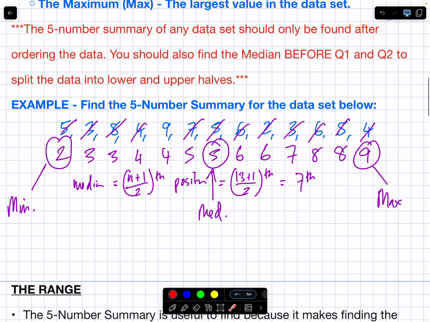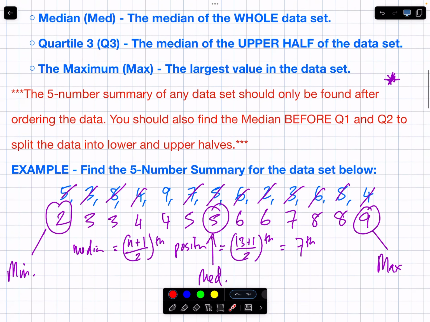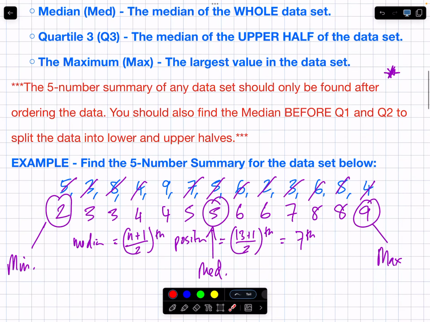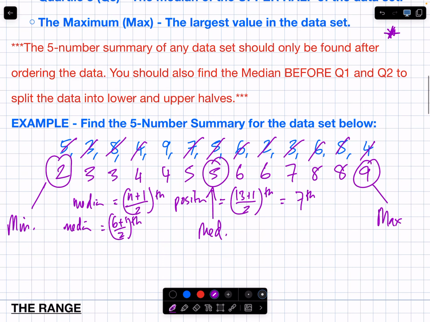Okay? So now we can do quartile 1. What did we say quartile 1 was? It's the median of the bottom half of the data set. How many numbers are in the bottom half? Here, there are 6. So we can chuck that formula in. Median is 6 plus 1 over 2. Is that going to be a nice number? 6 plus 1, 7 over 2 is going to be 3.5.